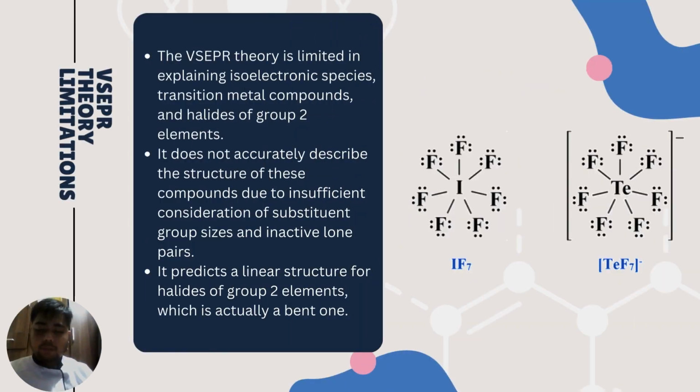VSEPR theory limitations. The VSEPR theory is limited in explaining isoelectronic species, transition metal compounds, and halides of group 2 elements. It also does not accurately describe the structure of these compounds due to insufficient consideration of substituent group sizes and inactive lone pairs. It predicts a linear structure for halides of group 2 elements, which is actually a bent one.